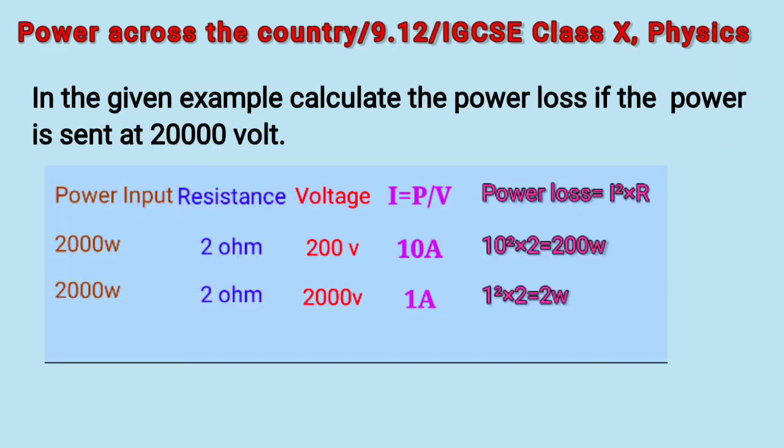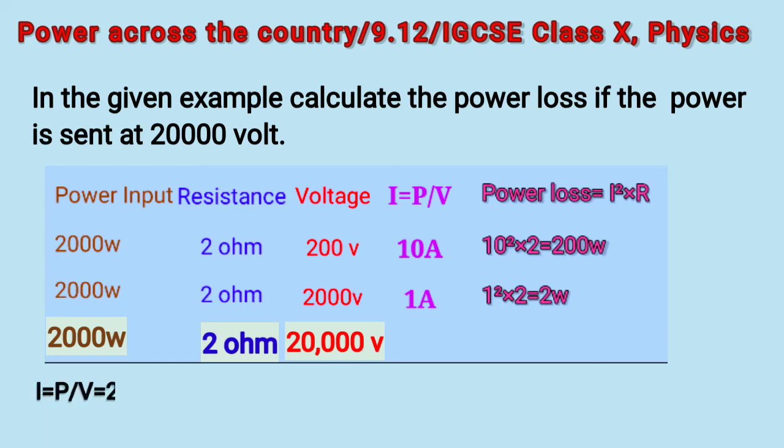In the given example, calculate the power loss if the power is sent at 20,000 volt. Power input and resistance are both the same. The difference is voltage. Now it is 20,000 volt. We will first calculate current. I is equal to P by V, that is 2000 by 20,000, which comes to 0.1. So the current passing is 0.1 ampere.